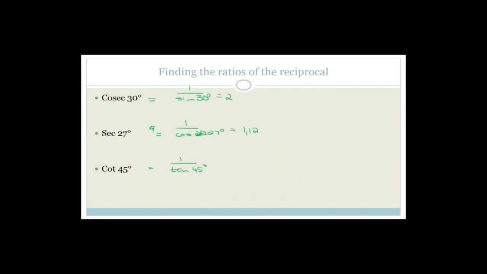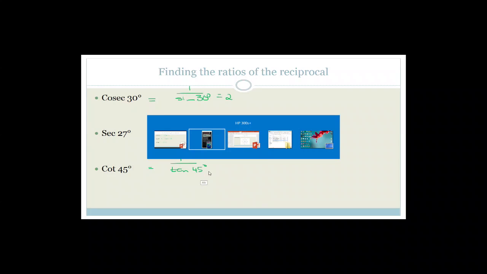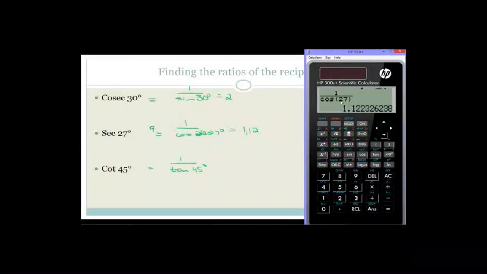Right, now we've got tan 45. So tan 45 we're going to do on the calculator. So either way is fine. You can do it either way. It doesn't make a difference whether you go 1 over cos or work out cos 27 and do the inverse then. It really doesn't matter. It's actually what's easiest for you and your calculator.